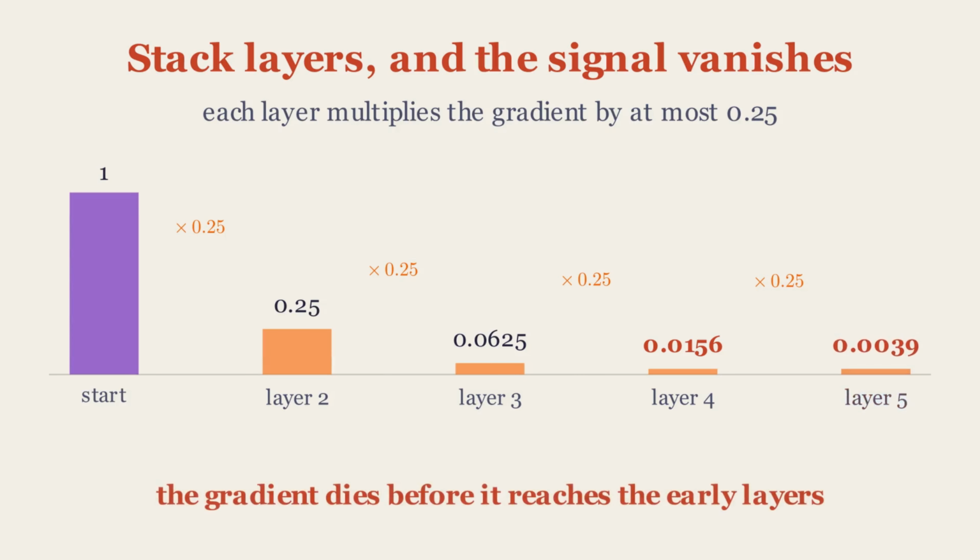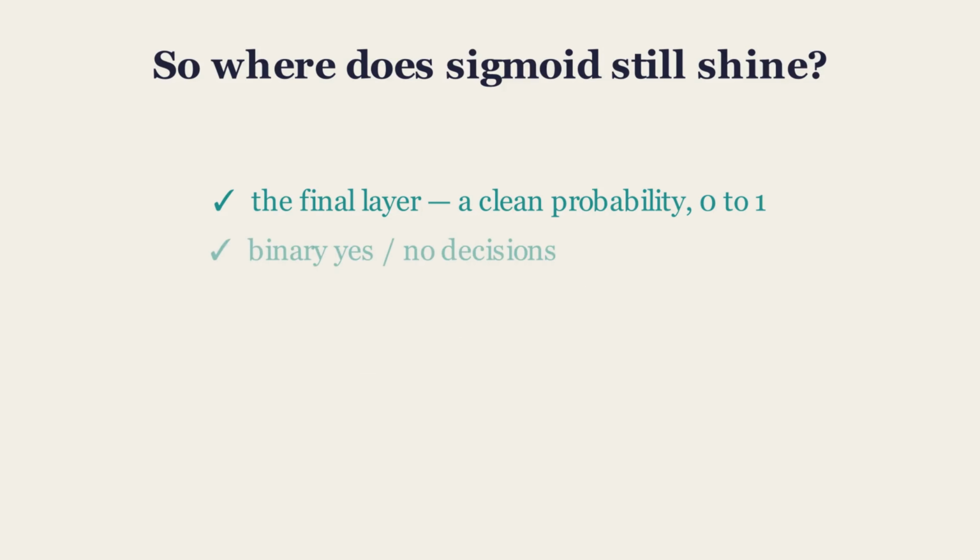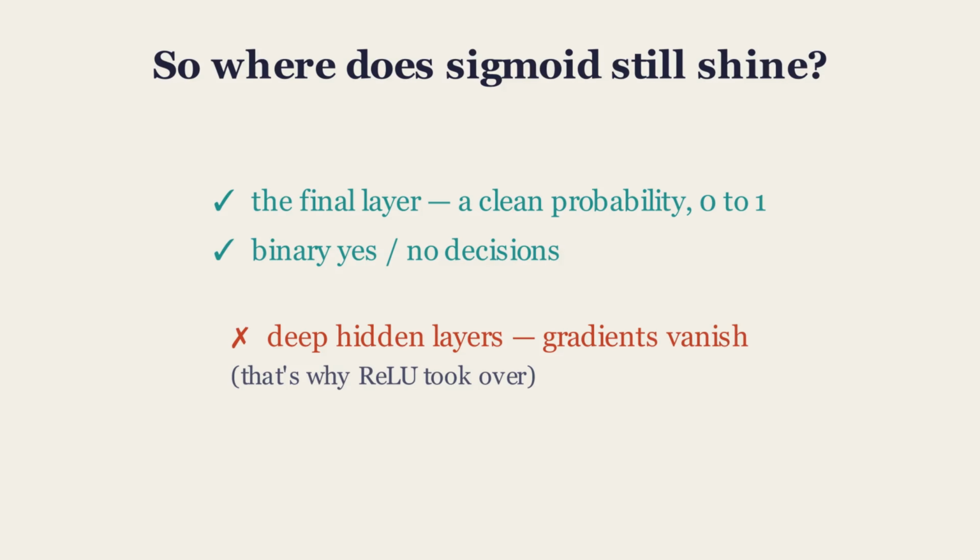So where does sigmoid still shine? At the final layer, where you want a clean probability or a simple yes or no, it is perfect. But deep in the hidden layers, it chokes learning, and that is exactly why ReLU took over. A smooth switch, born from a growth curve. Perfect at the end, fragile in the middle.